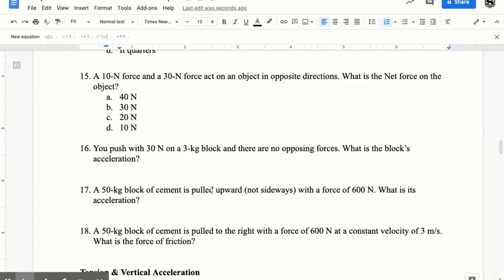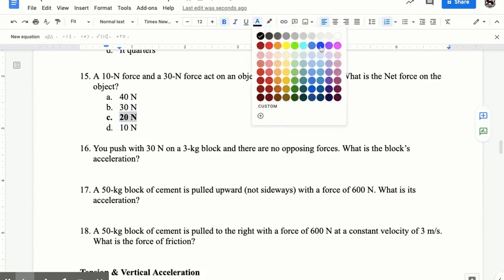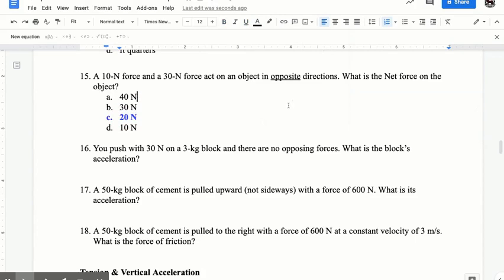A 10 Newton force and a 30 Newton force act on the object in opposite directions. What is the net force on the object? So the net force means take all the forces together, add them together. And the fact that they're talking about opposite directions, I know that I'm going to be subtracting them. So again, they're not working together, they're working against each other. So subtracting them is 20. And they don't tell me a direction. Nowhere in the question or answer do they tell me directions. So I'm not going to worry about that. Positive 20, negative 20, I don't know.